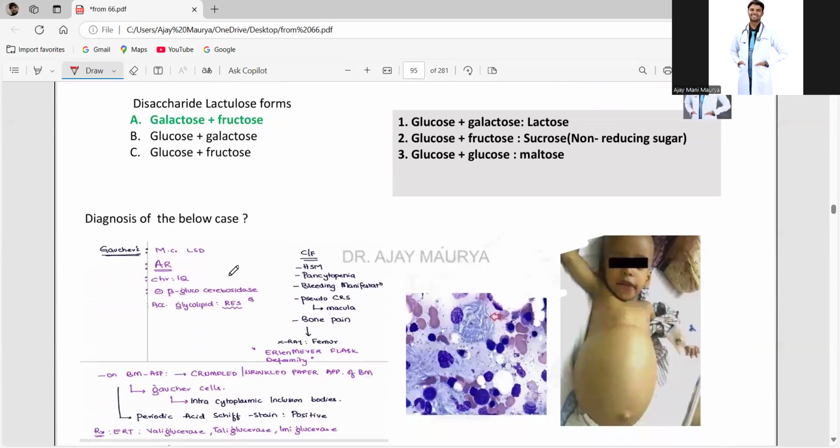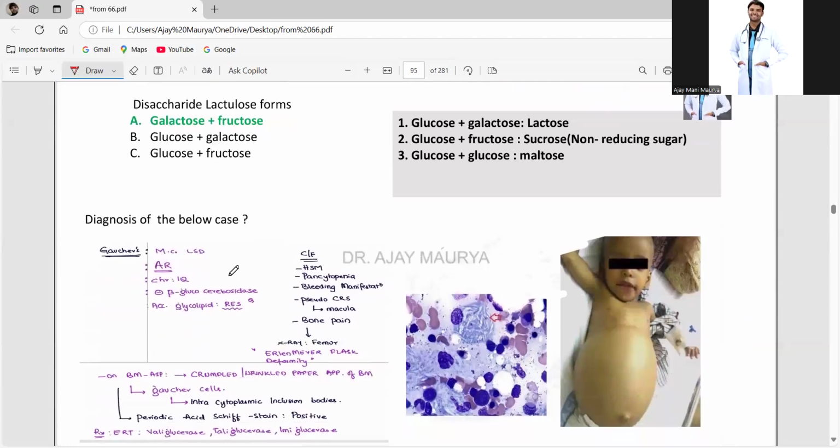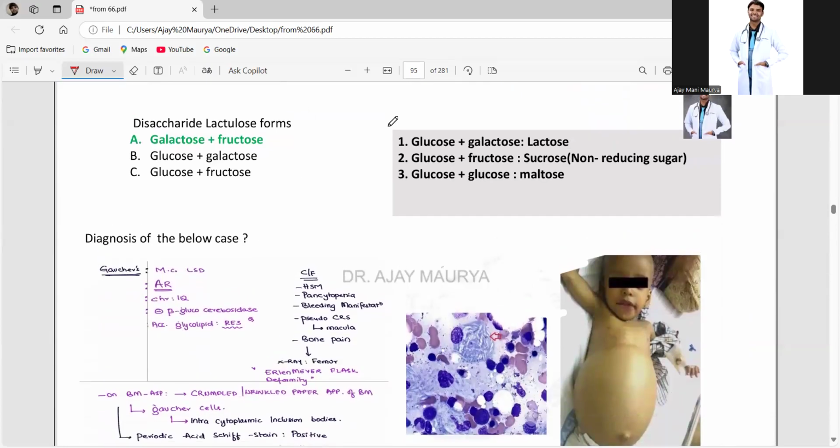Next one, the disaccharide lactulose form. See the lactulose here. How are you going to remember this one? See lactulose, like "to lose". Oh my goodness, I lose my GF. See, GF means what? Galactose plus fructose.